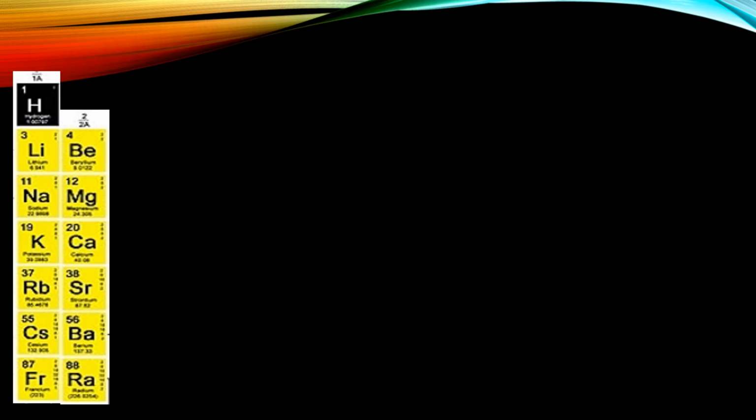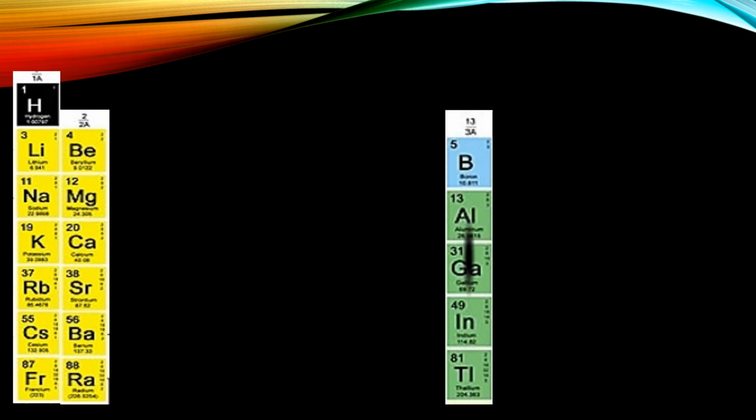And hydrogen is not a metal here. Hydrogen is not considered as the alkali metals, it is the non-metal. So alkali metals start from lithium up to francium, and alkaline earth metals start from beryllium up to radium. Next is the third A group.